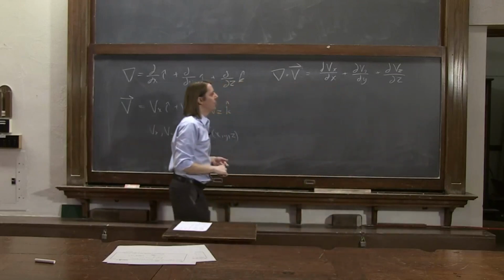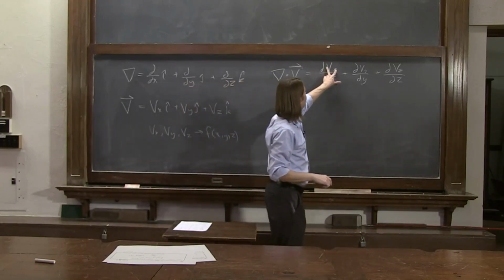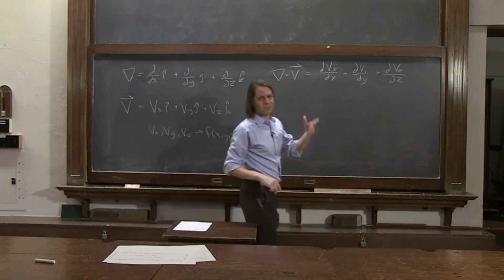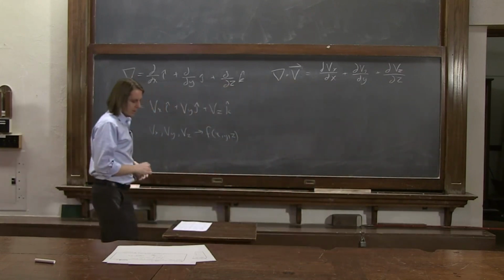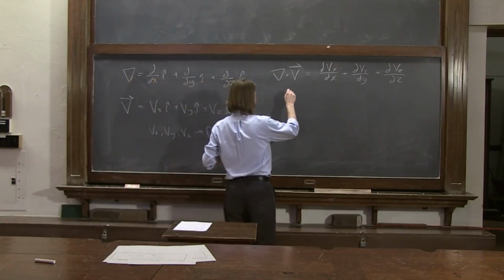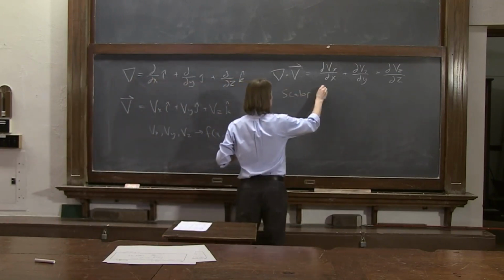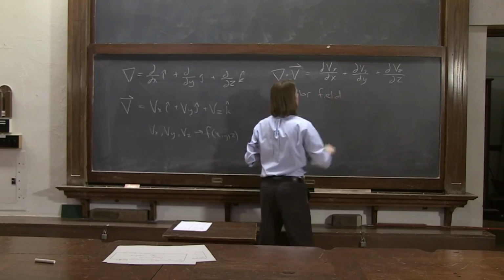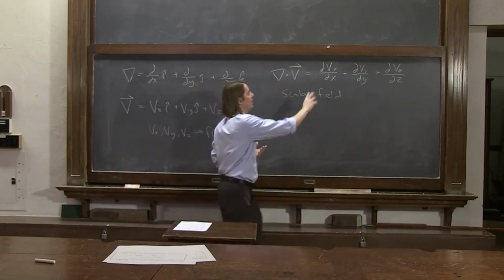So that's your dot product. And again, keep in mind, these are functions. Vx, vy, vz can be functions of x, y, or z. So if we do this, it gives you a scalar field, first of all. Dot products always make scalars, and these make scalar fields.